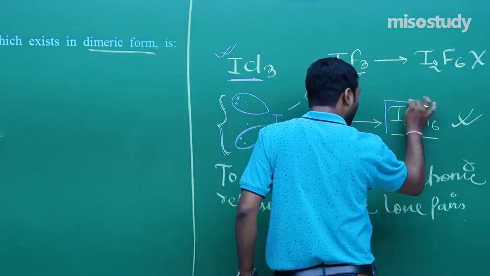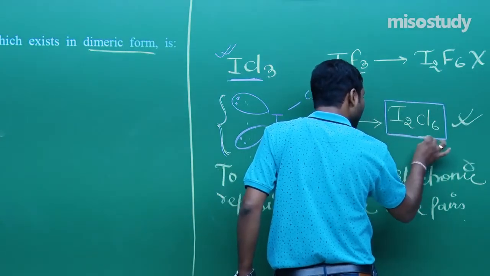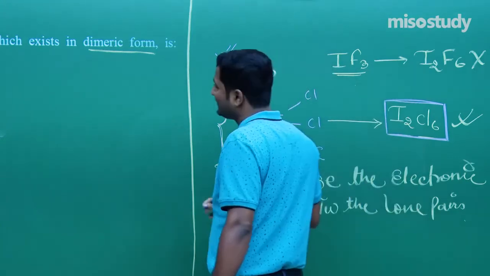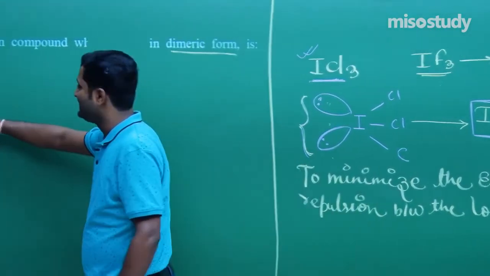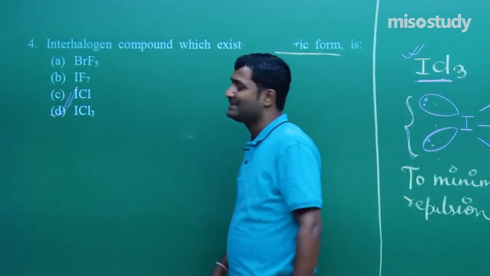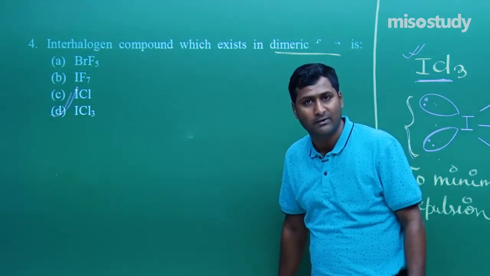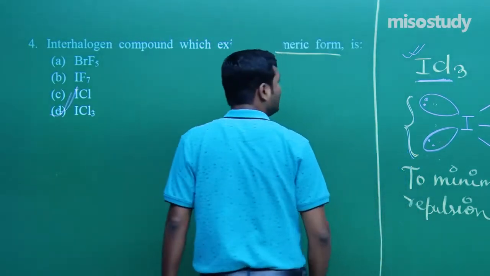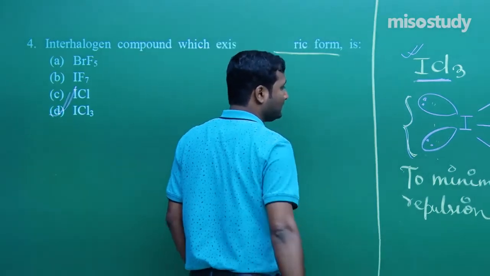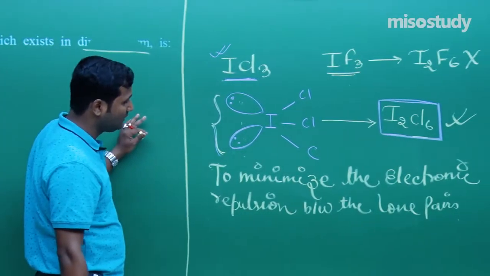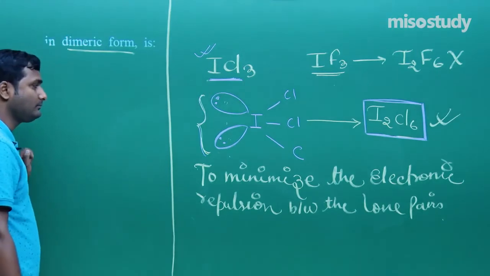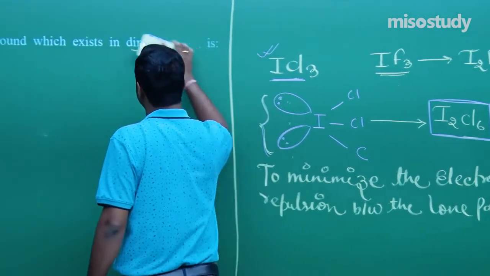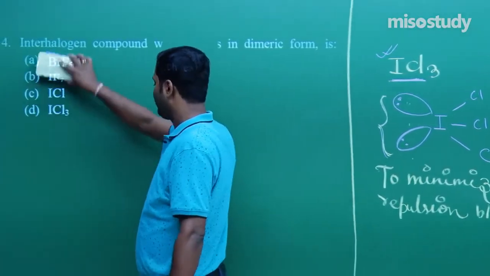I2Cl6. So for this question, what is the correct option? Sir, for this question, the correct option is D, that is ICl3. Clear to you, friend? That is ICl3 exists as I2Cl6. Check out the option, check out what is given here. Clear? Now, I'm going to rub this part, friend, and we'll discuss the next question.